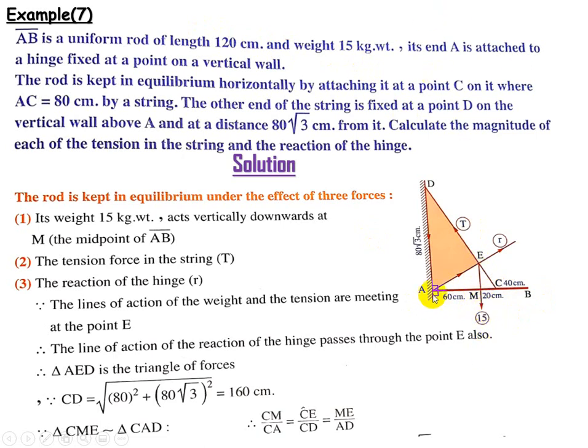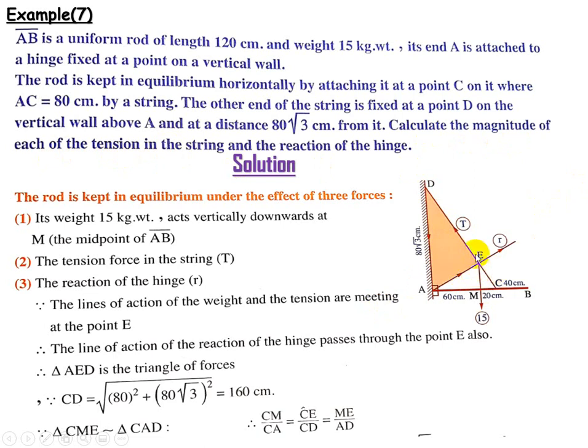A is attached at the hinge, its reaction of unknown direction. The rod is kept in equilibrium horizontally by attaching a string at point C, where C belongs to AB, where AC equals 80 centimeters. So C is after the midpoint by 20 centimeters. The other end of the string from C is fixed at point D, which is above A directly by a distance of 80√3 centimeters. Calculate the magnitude of the tension in the string and the reaction of the hinge.